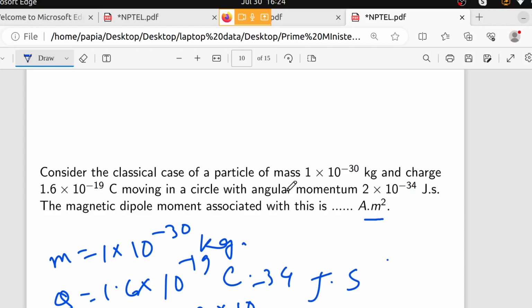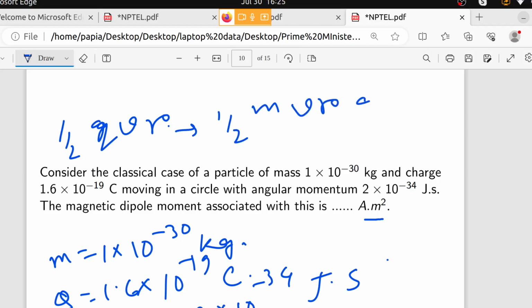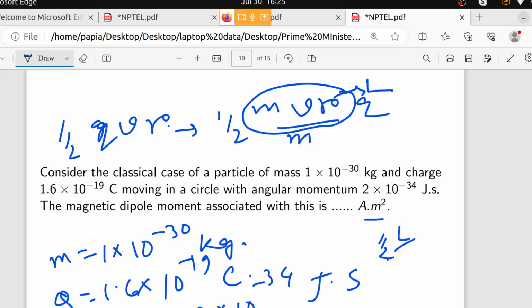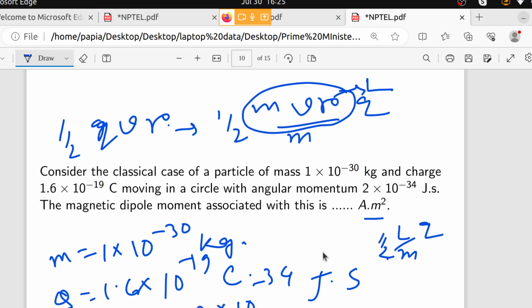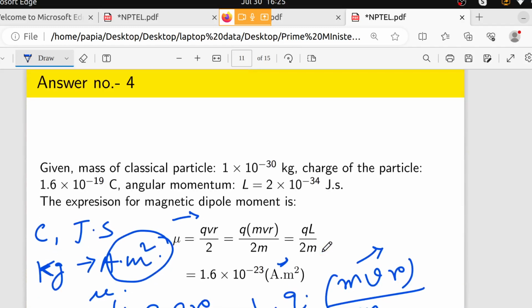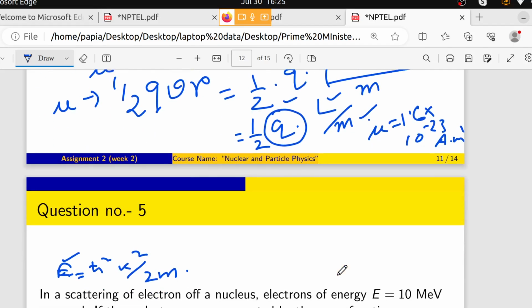So the magnetic dipole moment is half q v r. Then we are just multiplying this with m by m, so m v r times q by m. Here m v r is the orbital angular momentum L. Then it will give us L by m into q. So just putting the values of q, L and m, we can get the magnetic dipole moment. So these are the simple ones.